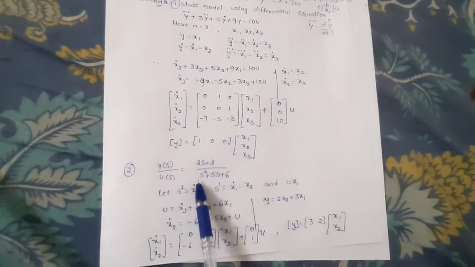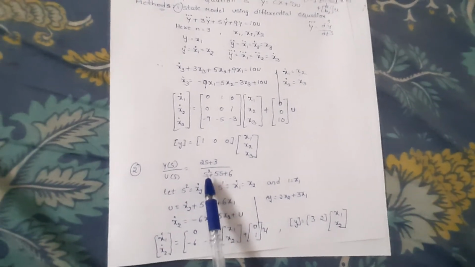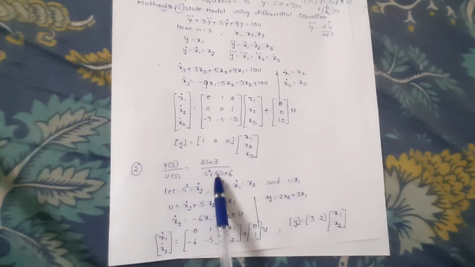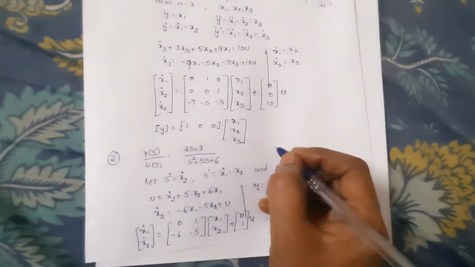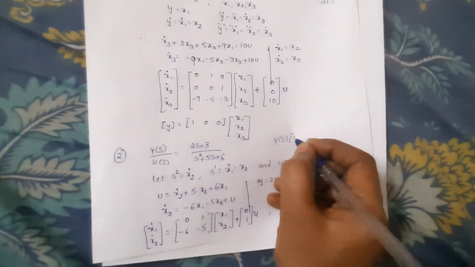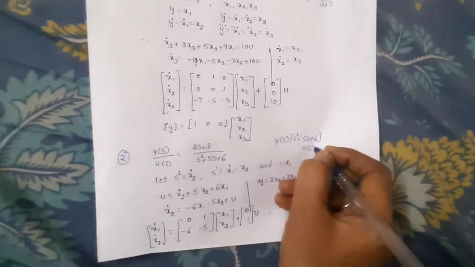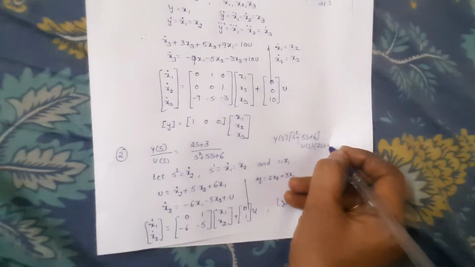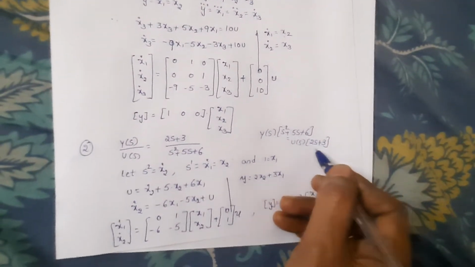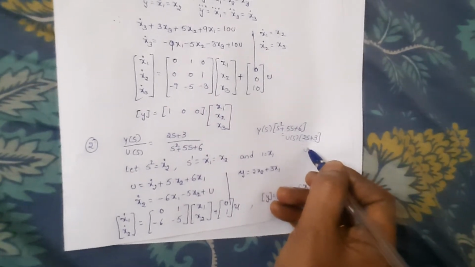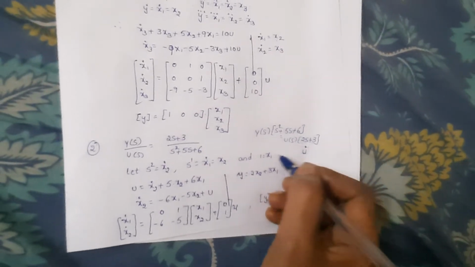Another method: he will ask a question like determine the state model by giving the transfer function. If he gives the transfer function, you can cross multiply and write y of s into s square plus 5s plus 6 is equal to u of s into 2s plus 3. But here for u of s you have two terms, the s term and 3. To replace this s term you would write it as u dot, so that is not possible in our calculations.